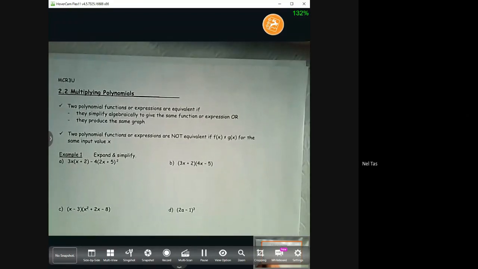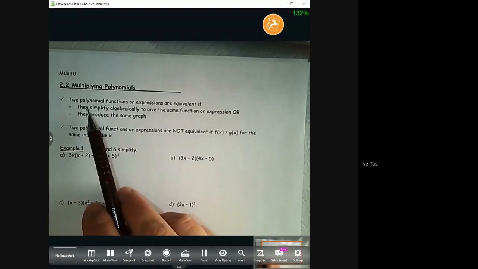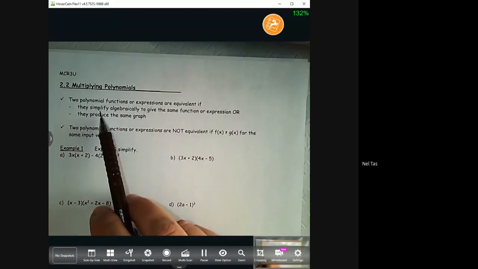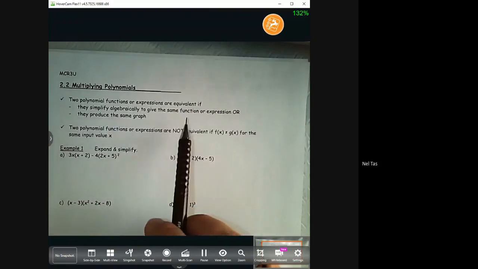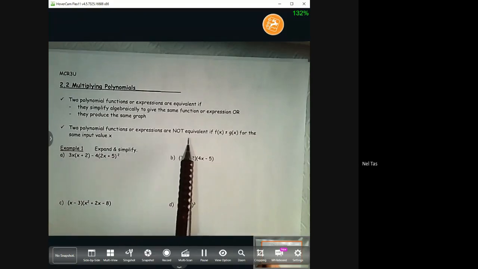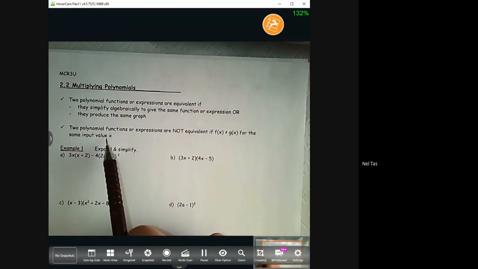All right. 2.2, multiplying polynomials. Let's look at these definitions before we start. Two polynomial functions or expressions are equivalent if they simplify algebraically to give the same function or expression, or they produce the same graph. Two polynomial functions or expressions are not equivalent if f of x is not equal to g of x for the same input value of x.